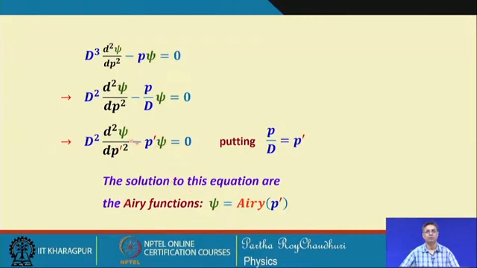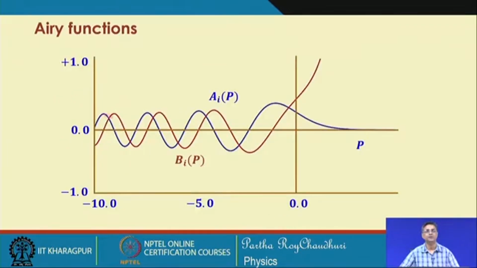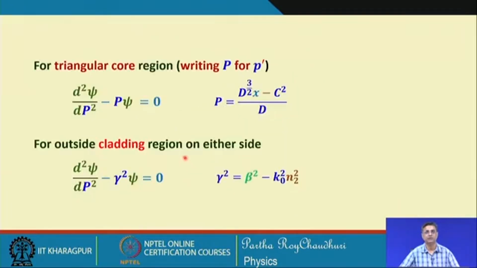The solution of this equation is very well known, because this represents Airy's equation and the solutions are Airy functions. So, these are the two Airy functions, Ai and Bi. One has to choose the exact function depending on the physical conditions represented by the electromagnetic waves propagating in the structure. For the triangular core structure, this is the wave equation now, and for the region outside you have the already known decaying function, which is given by this equation.